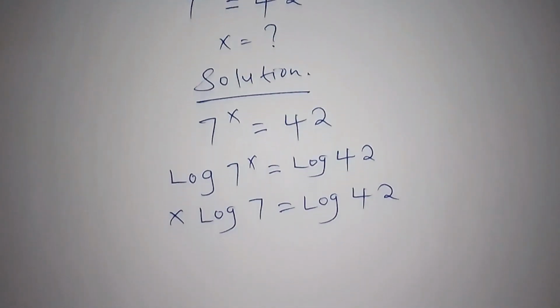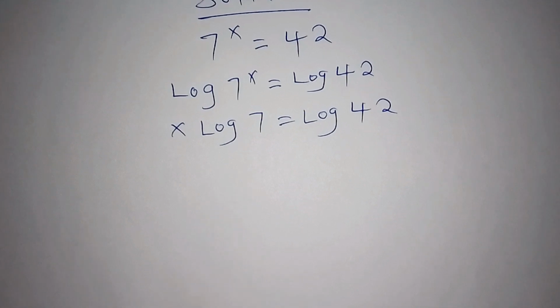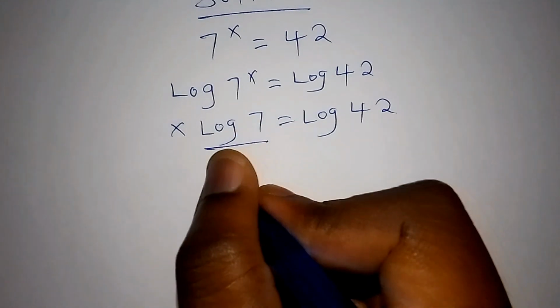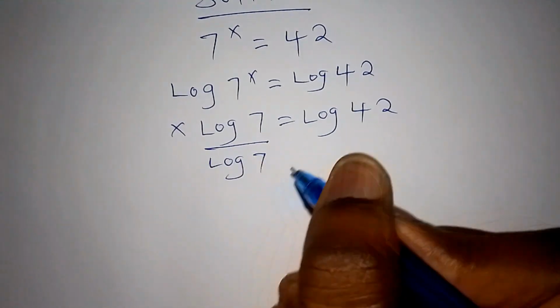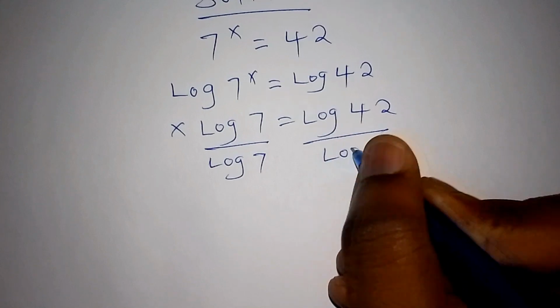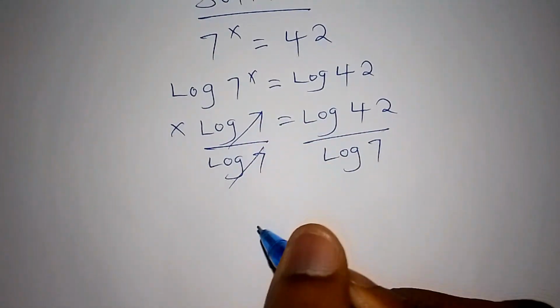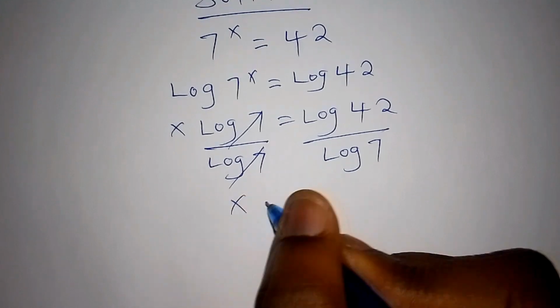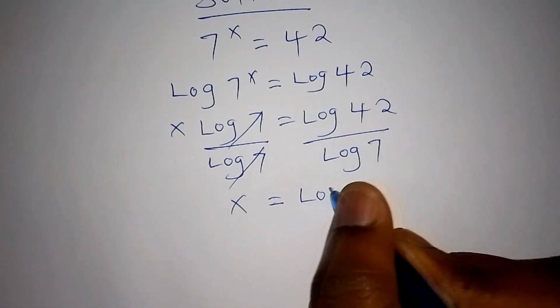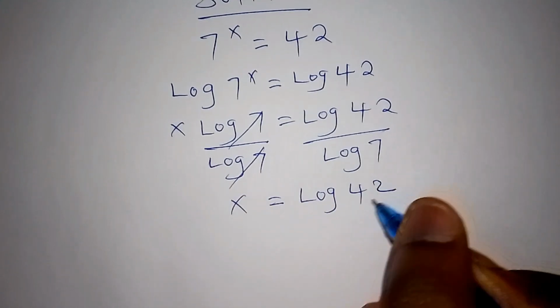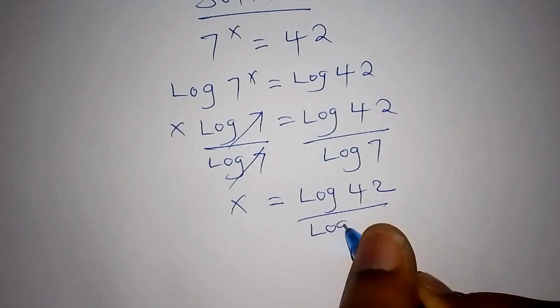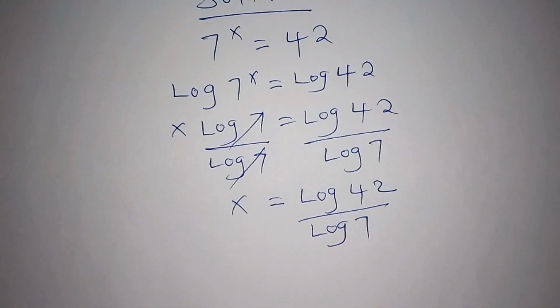From there, we divide this side by the log of 7, and this side also by the log of 7. The log of 7 and the log of 7 cancel. So now x is equal to the log of 42 all over the log of 7.